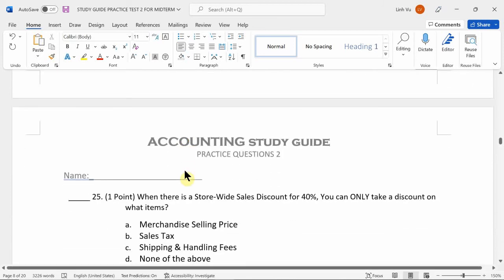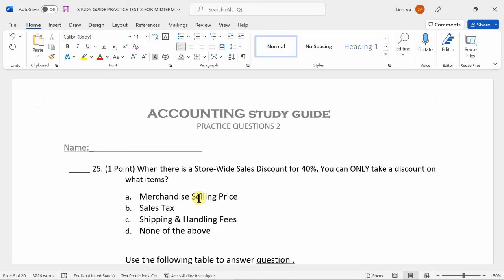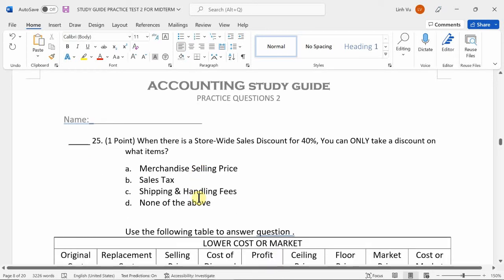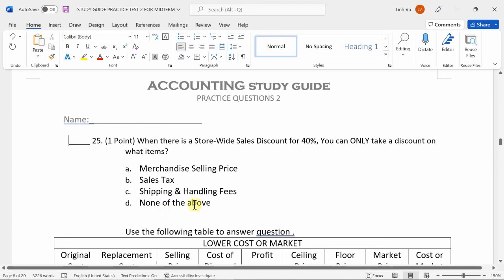Okay, so question 25. When there is a store-wide sale discount for 40% off, you can only take a discount on what items? So in this case, merchandise selling price only. Yes, you cannot discount sales tax. You definitely cannot discount shipping and handling. And none of the above is not the correct answer. So in this case, you can only take a discount off of the merchandise selling price.